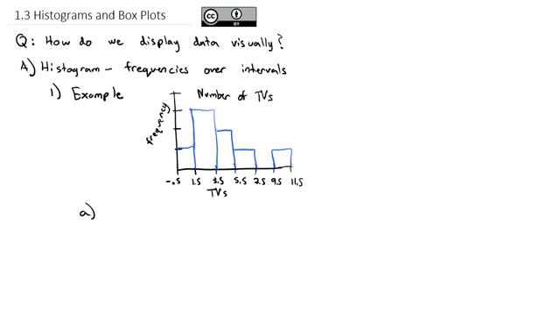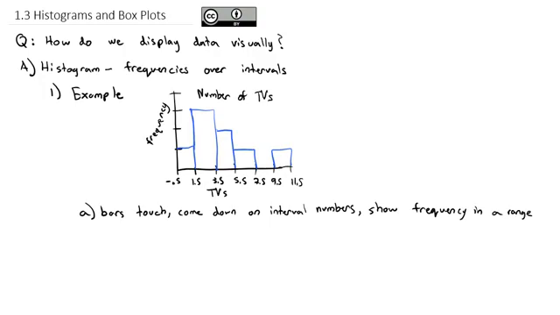A couple things that I want to note. The bars on a histogram touch. They come down on the interval numbers. Not in between, but right on those numbers I labeled. And they show frequency in a range. In other words, if I color this second bar green here, what that second bar means is that there are 3 values, or 3 people who reported having between 1.5 and 3.5 TVs.